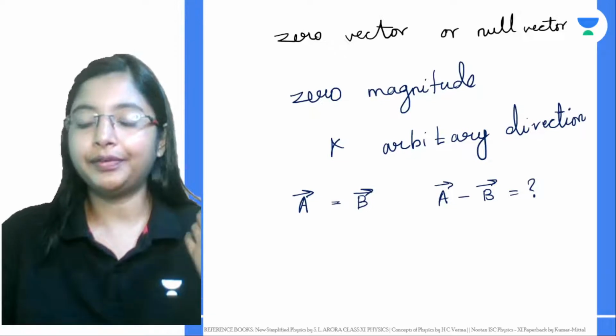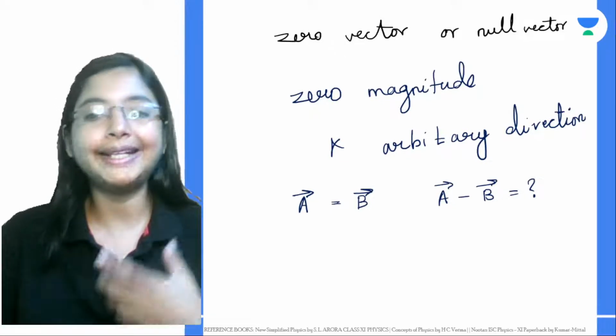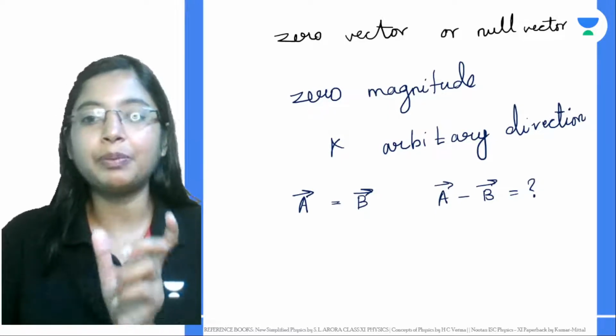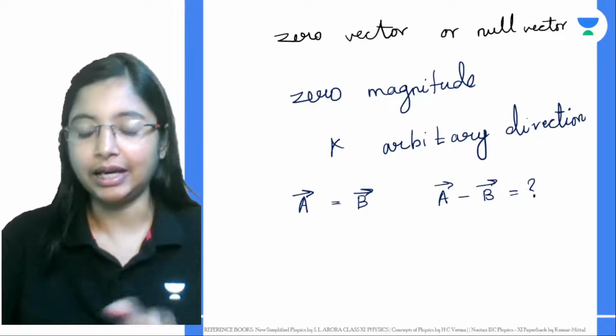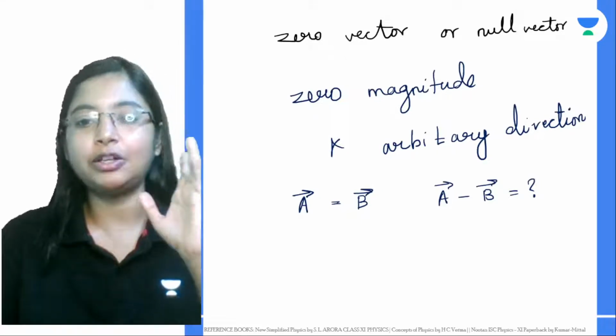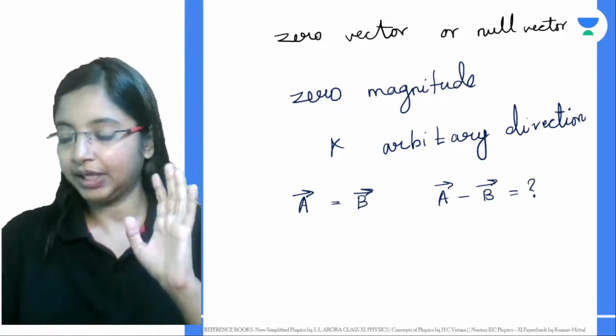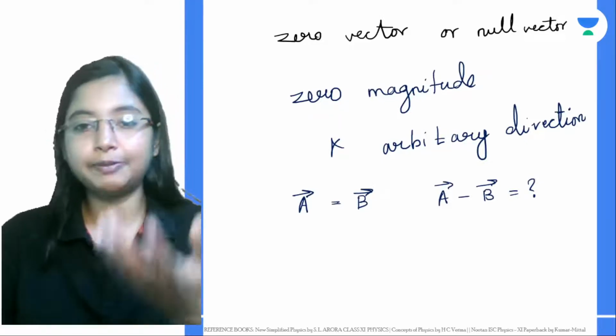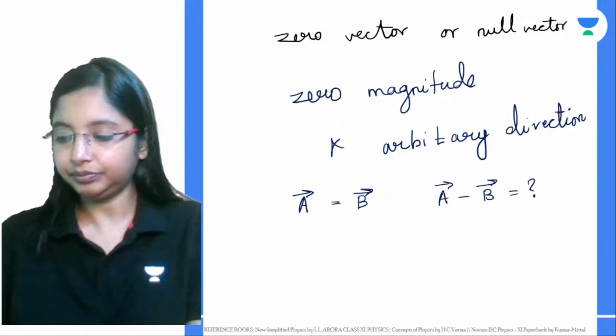Whatever the result is, it cannot be a scalar, but it has to be a null vector because you're subtracting two vectors, right? It cannot be a scalar, but it will be a null vector, meaning the magnitude will be 0 and the direction will be any random direction.